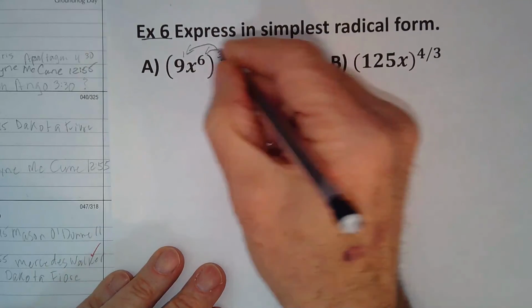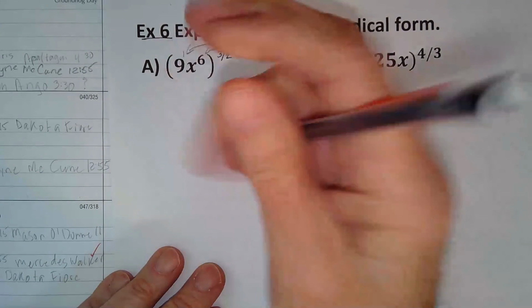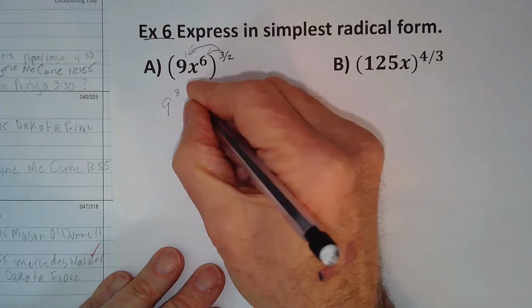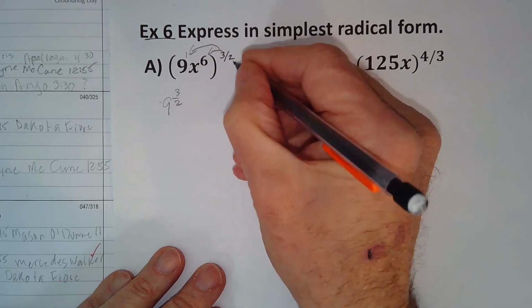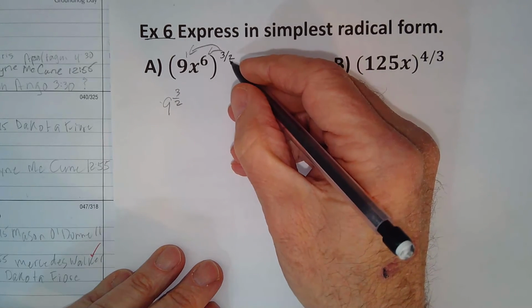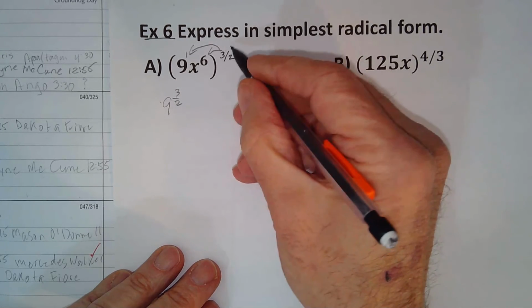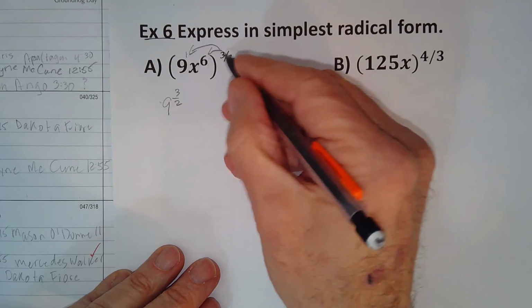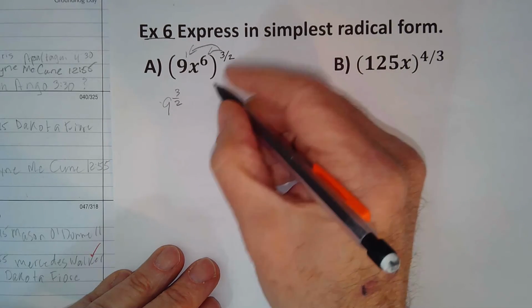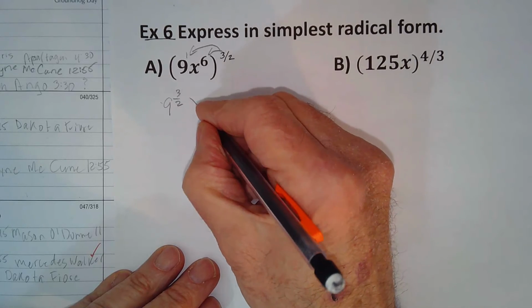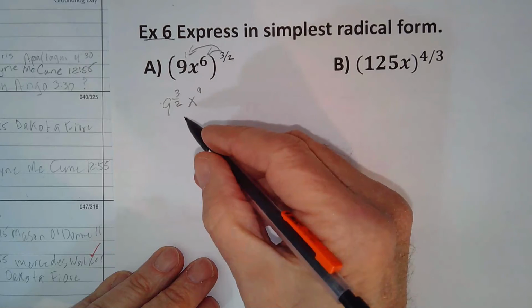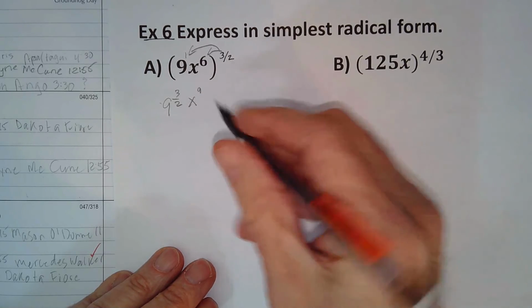So this becomes 9 to the 3/2, because 1 times 3/2 is 3/2. And then 6 times 3 is 18, divided by 2 is 9, or we could reduce. So this is x to the 9. All right? And 3/2, well, shoot.